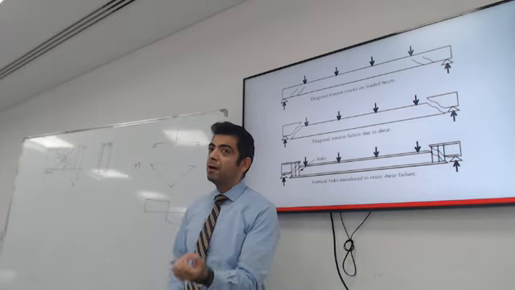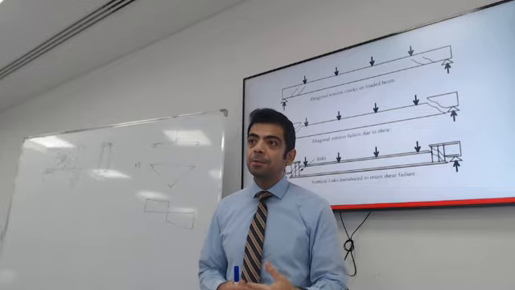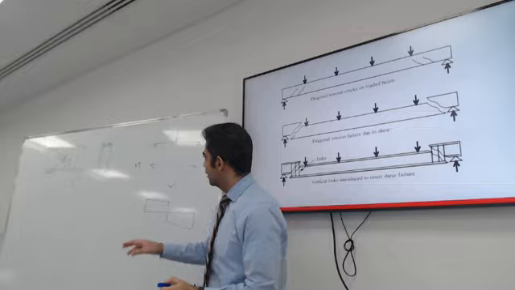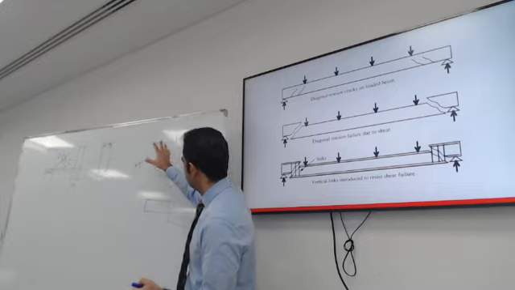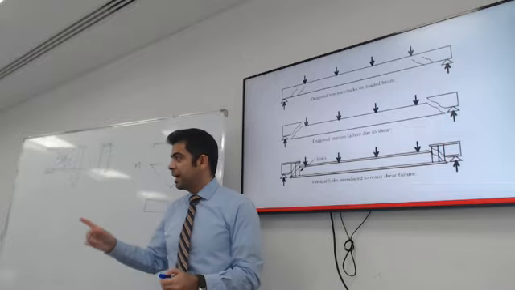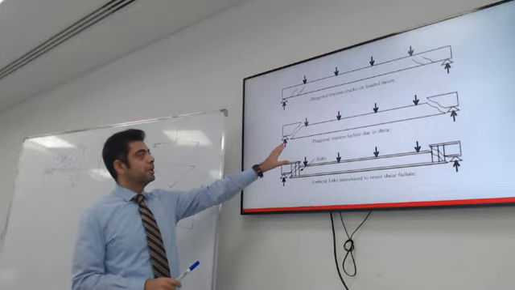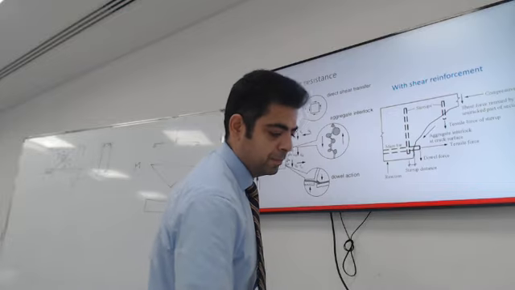Can you guess where is the most important location in the beam to add stirrups? Is it going to be near the midspan or near the support? Yes, near the supports, because the shear is maximum near the supports.